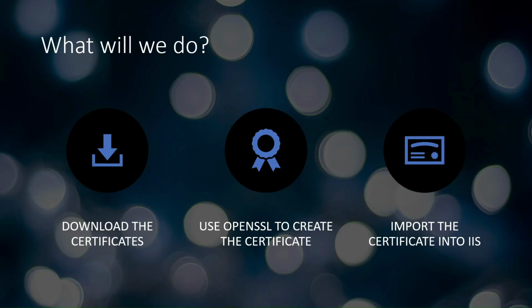If we go to the next slide, what are we going to do? I'm going to show you how to download the certificates that are needed for this. I'm going to show you 2 openssl commands that are needed for this. And then we're going to import the certificate into IIS, so when you go to the website, it will show as secured with the lock icon right next to where you would type in the URL.